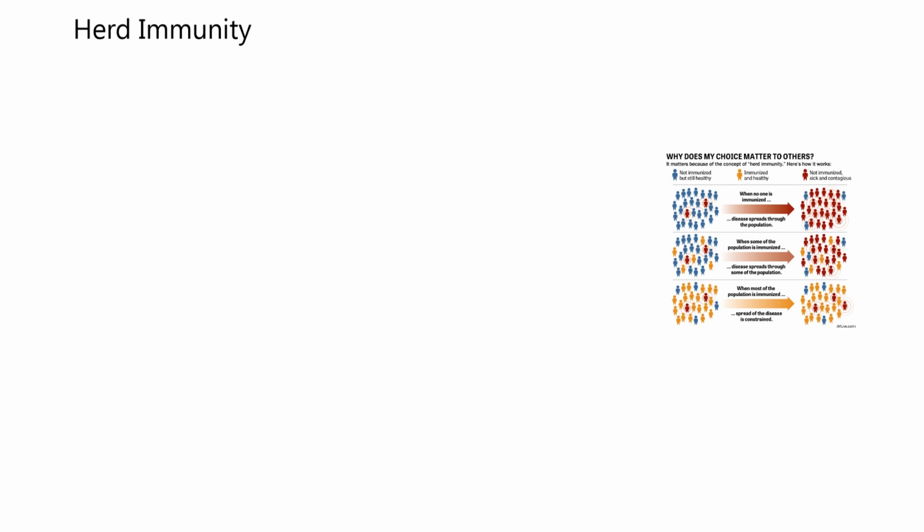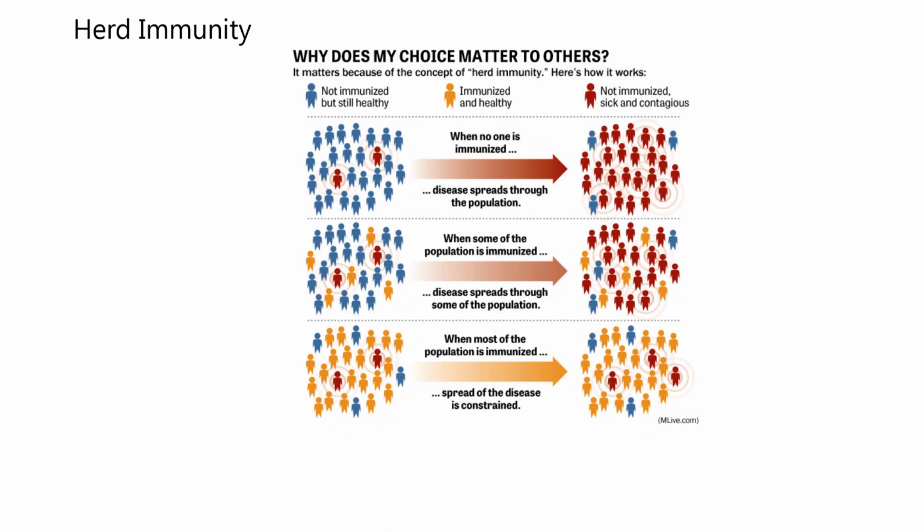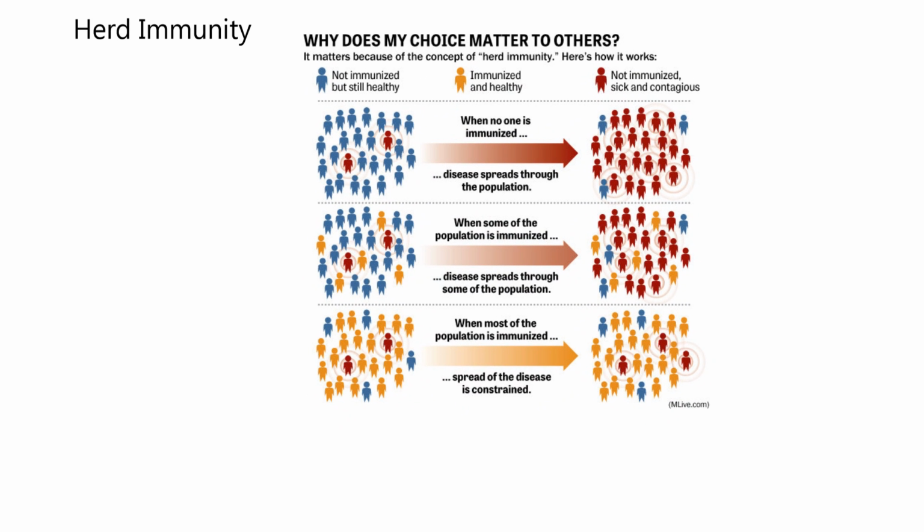In this figure I'm going to show you, if you have a lot of animals vaccinated but a few aren't, even if one gets sick, it won't spread even to some of the ones that aren't vaccinated. It's called herd immunity. So, why does my choice matter to others? I can't remember where this came from, but it has people in the figures, but think of it as dogs.